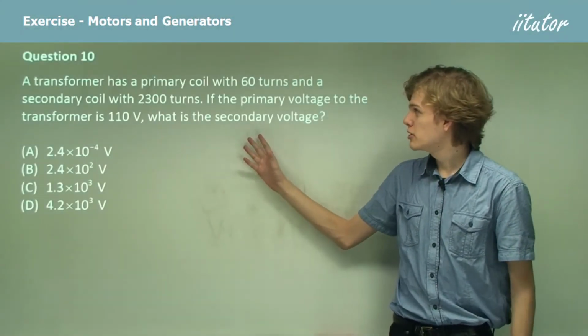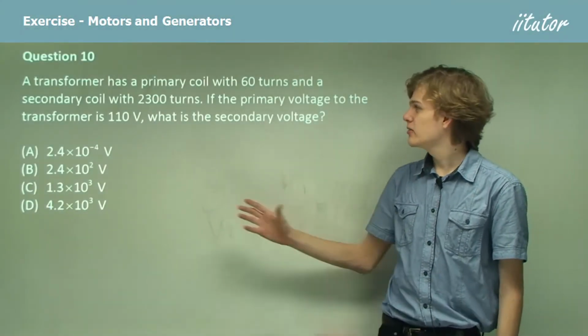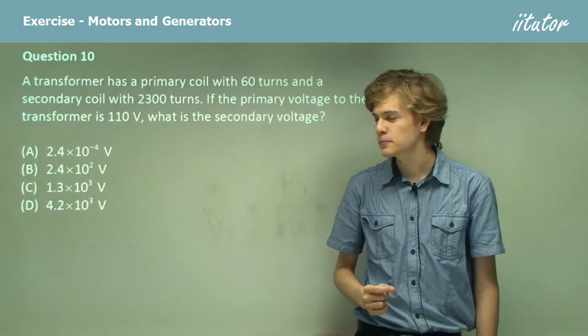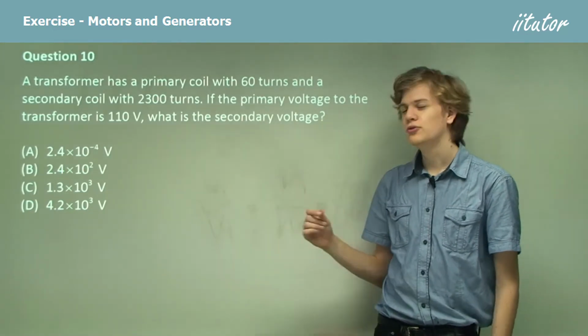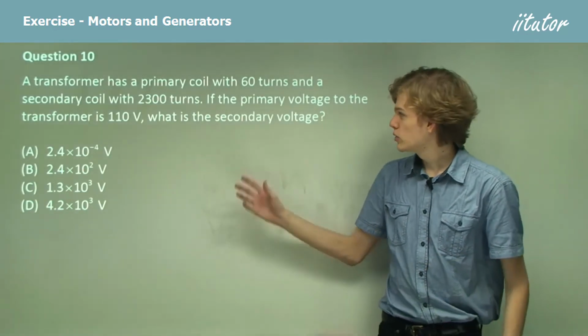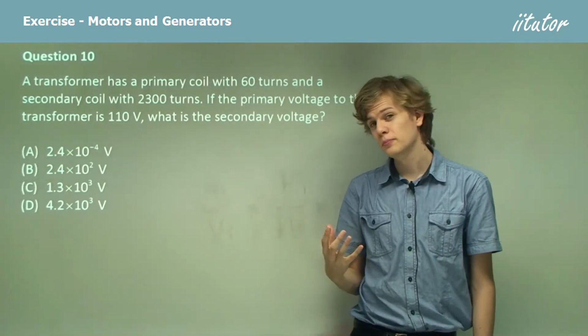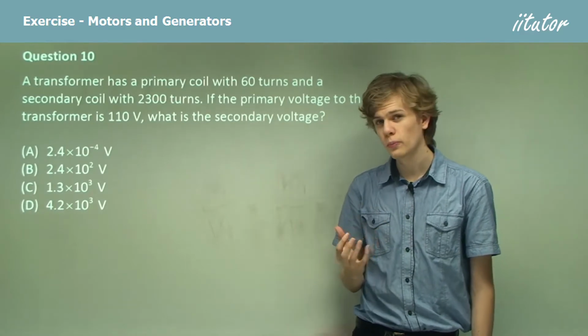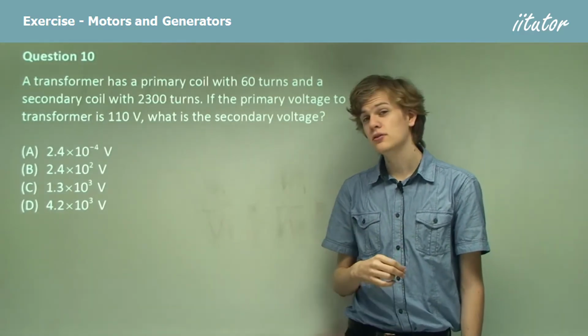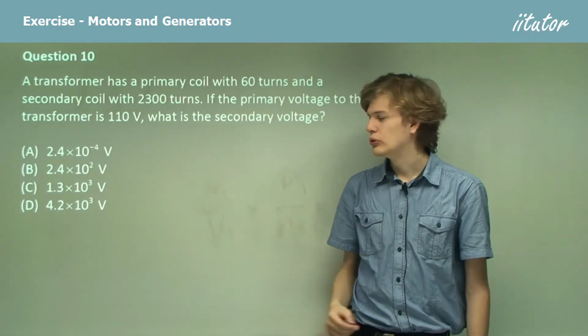A transformer has a primary coil with 60 turns and a secondary coil with 2,300 turns. If the primary voltage to the transformer is 110 volts, what is the secondary voltage? Is it 2.4 times 10 to the minus 4, 2.4 times 10 to the 2, 1.3 times 10 to the 3, or 4.2 times 10 to the 3?